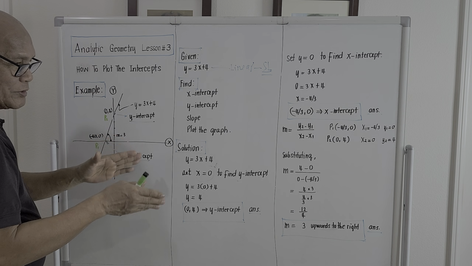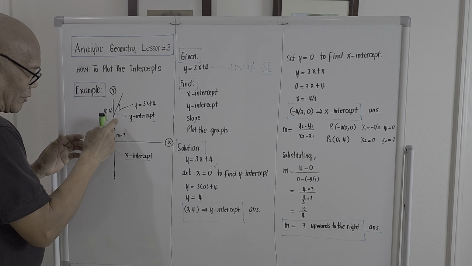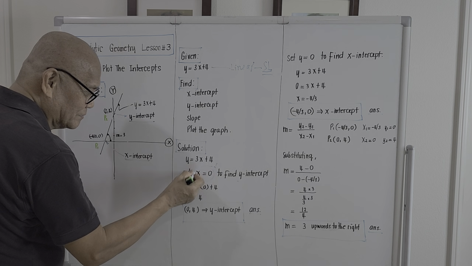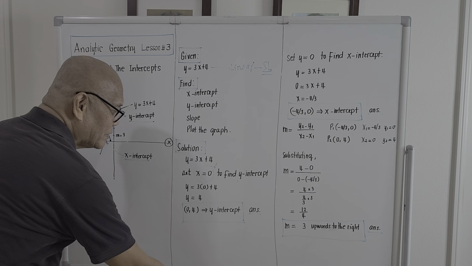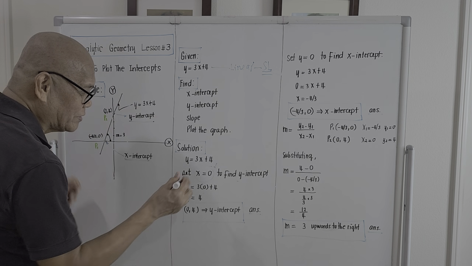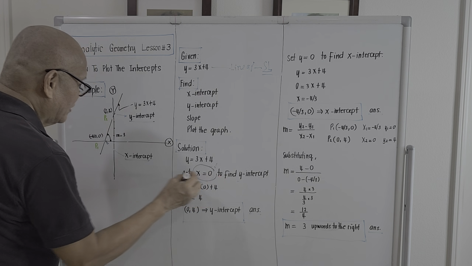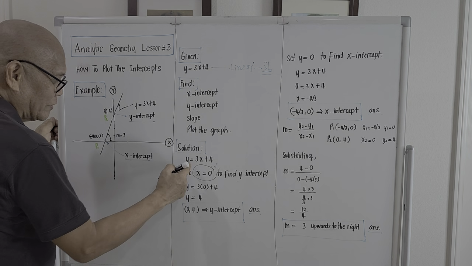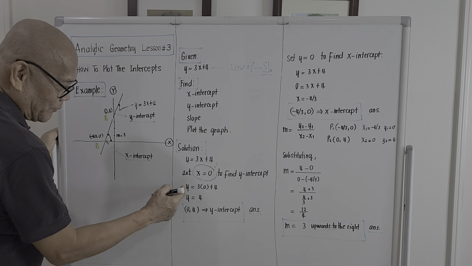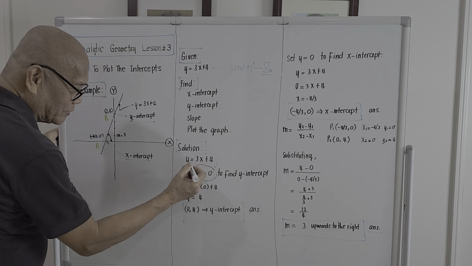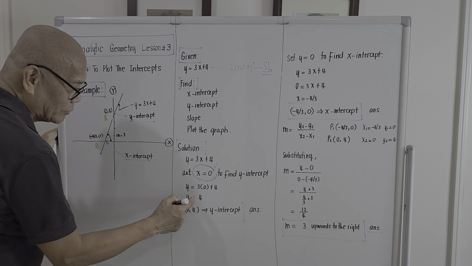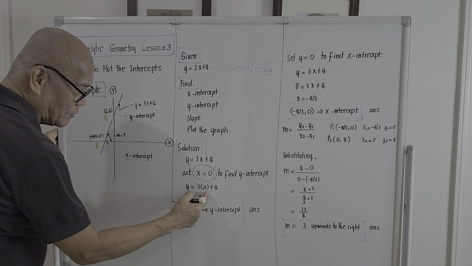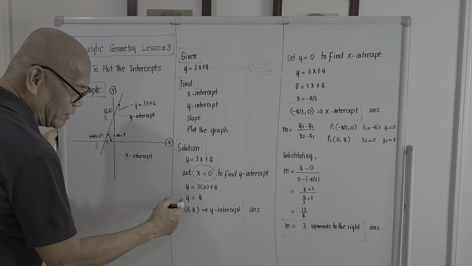Like what I said, the proper procedure to compute for the y-intercept is to set x equal to 0. If we set x equal to 0, we could compute for y. So we'll go back to the given equation. y equal to 3 times 0, we set x equal to 0 to find the y-intercept, 3 times 0 plus 4. So y now will be equal to 4.